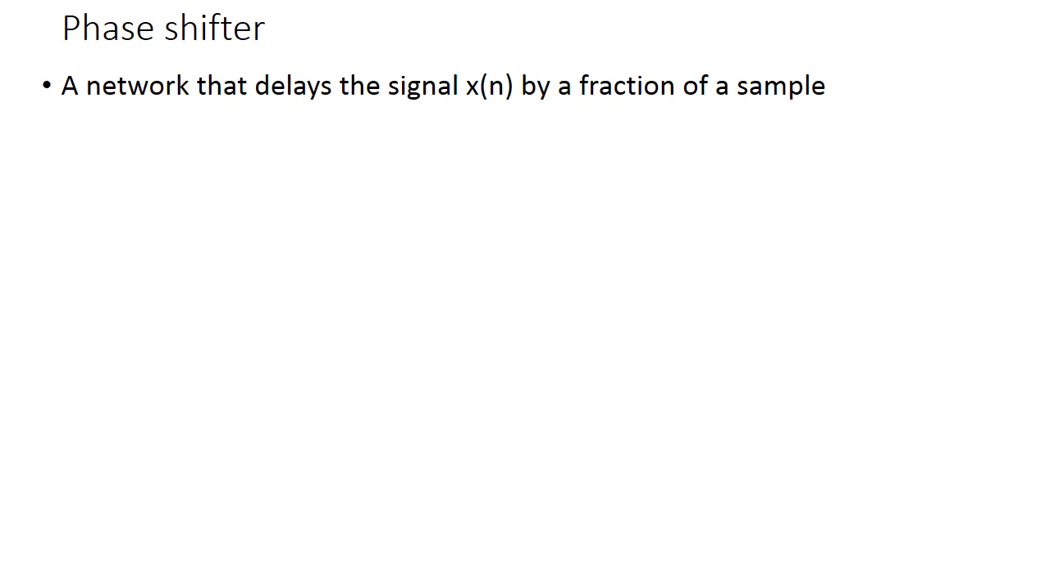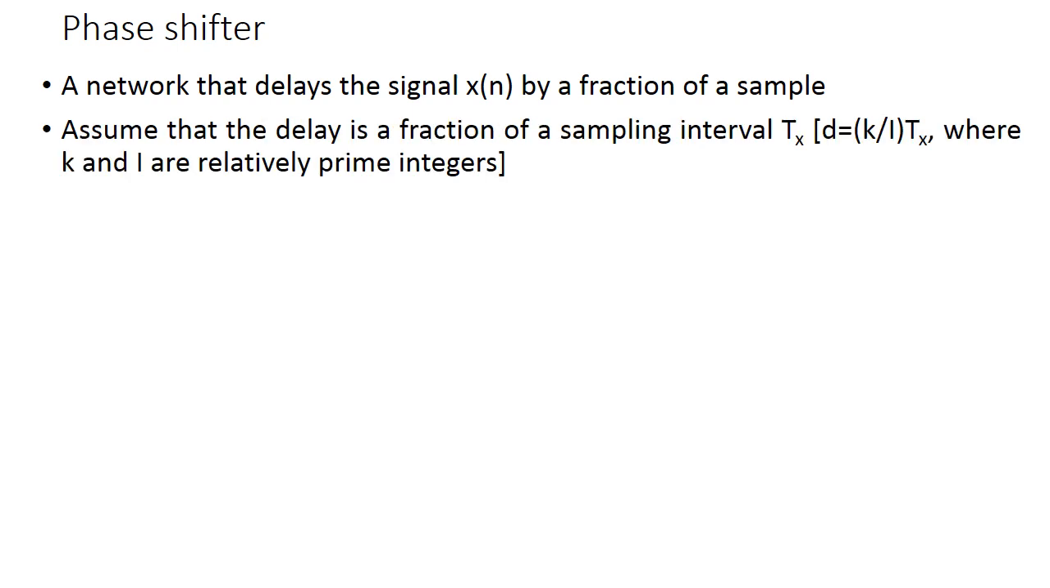There are several applications that delay the signal. So we'll see a few of them, by a fraction of a sample. In this, let us assume the sampling interval is Tx, and the corresponding delay we observe is D equal to K by I into Tx, where K and I are relatively prime integers.